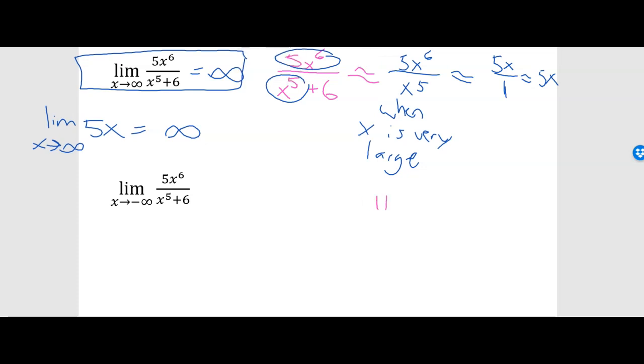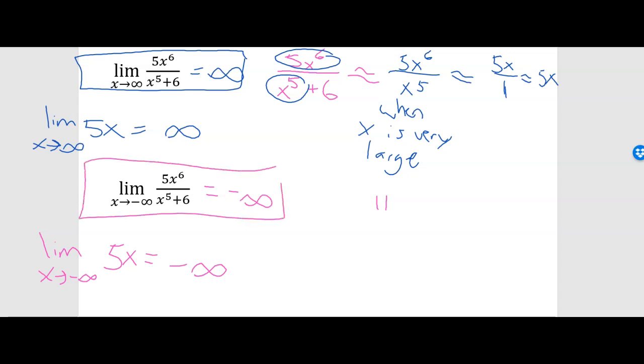Same thing down below. We can simplify this function to 5x, which means we can take the limit as x approaches negative infinity of 5x, and that's going to be the same as this limit up here. Now, as we substitute in larger and larger negative numbers for x into the expression 5x, our y values are going to approach negative infinity, not positive infinity. So our limit as x approaches negative infinity is negative infinity.